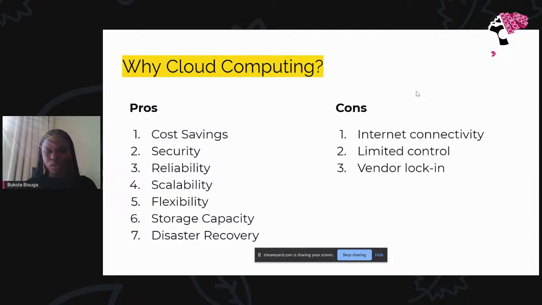Some of the cons could be related to limited control. You might not have as much control as you would have if you were using the on-premises means. Also, it relies heavily on internet connectivity, meaning you need access to the internet to be able to access most of your stuff that's on the cloud. Another con could be vendor lock-in. There are so many cloud providers right now, a couple of popular ones, and if you decide you don't want to use this cloud provider, you have to move to another one. That could also be a stressful process.